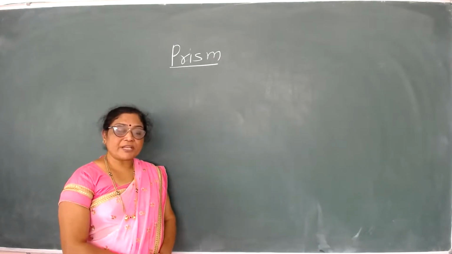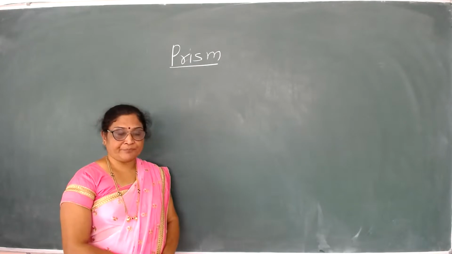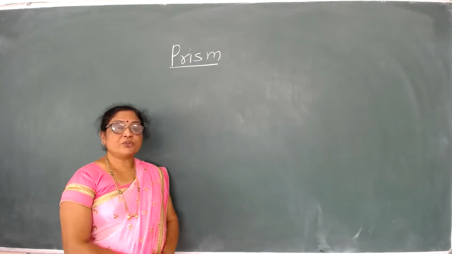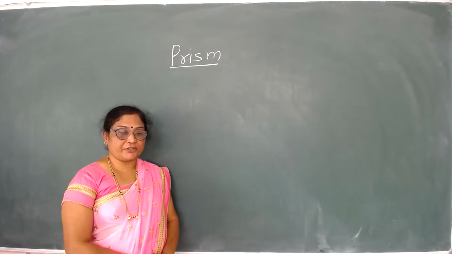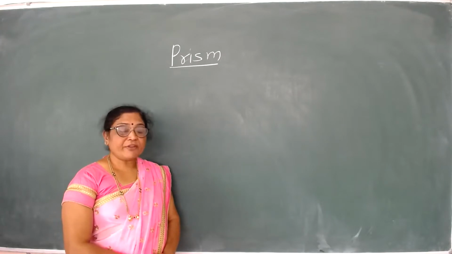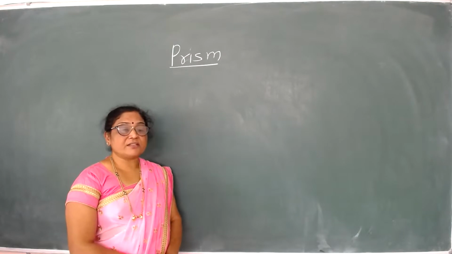We know that the prism is an optical medium. An optical medium is that which allows the light to propagate through it. So prism is also an optical medium which allows light to propagate through it. This is known as a prism.